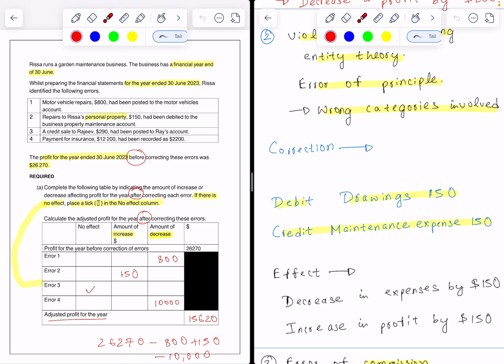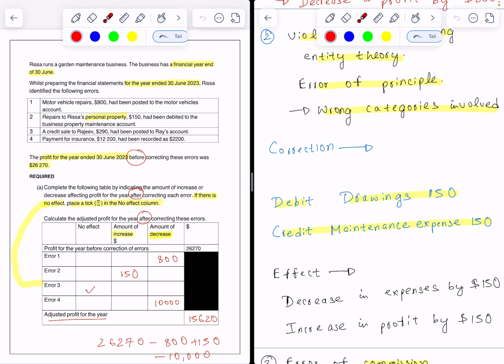Simultaneously, we will debit the drawings account by $150 because the $150 that Risa has spent for private expenditure, we could say that this was taken from the business account, right? Therefore, this is withdrawal of funds by the owner and therefore reflects a reduction in owner's equity, which refers to drawings. And when we have got drawings, we debit them. So we debit drawings by $150.